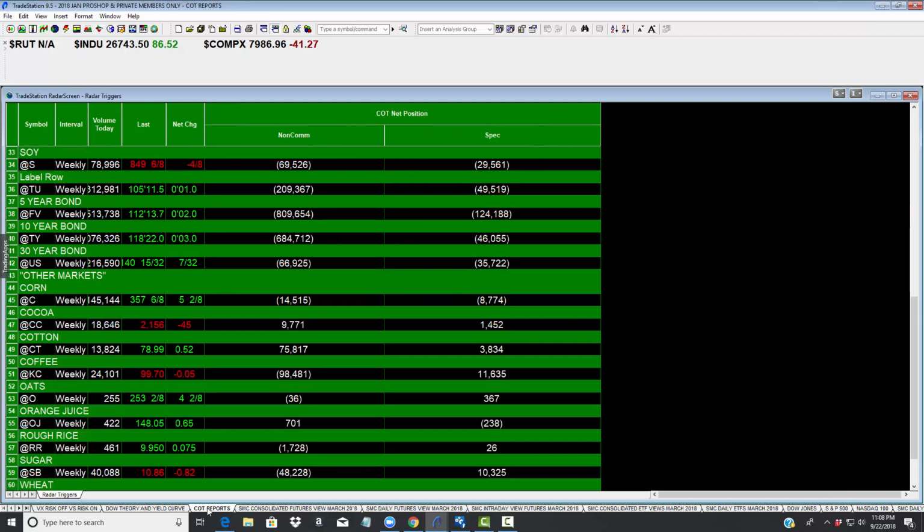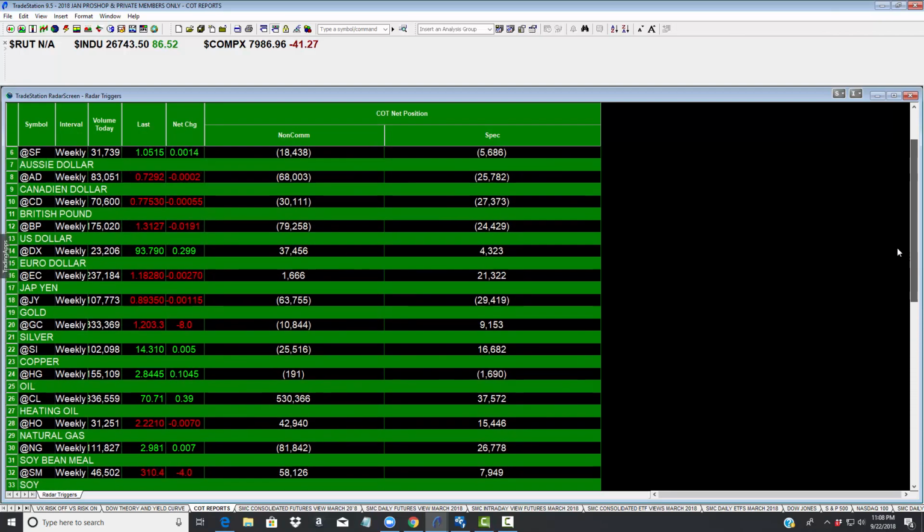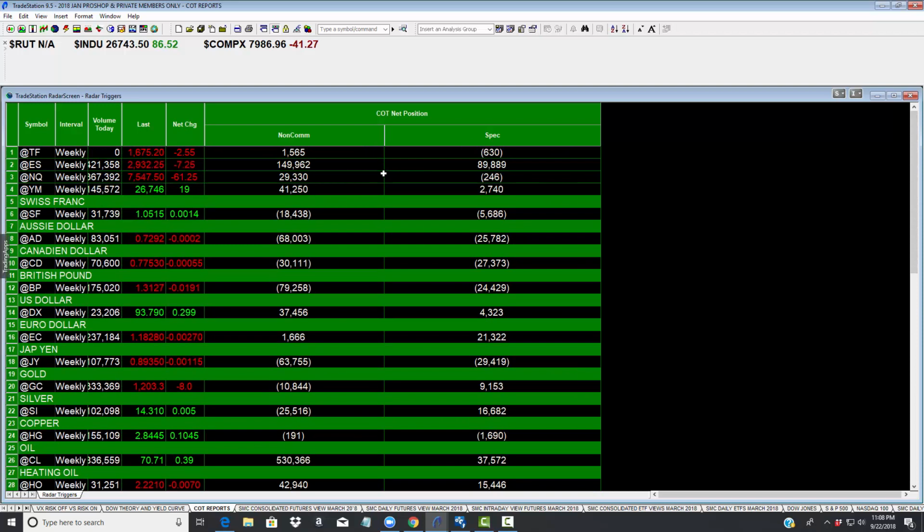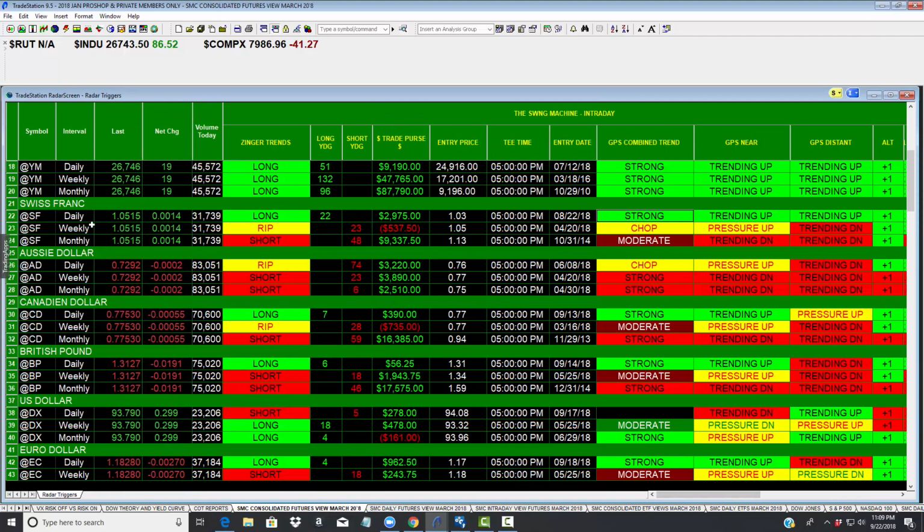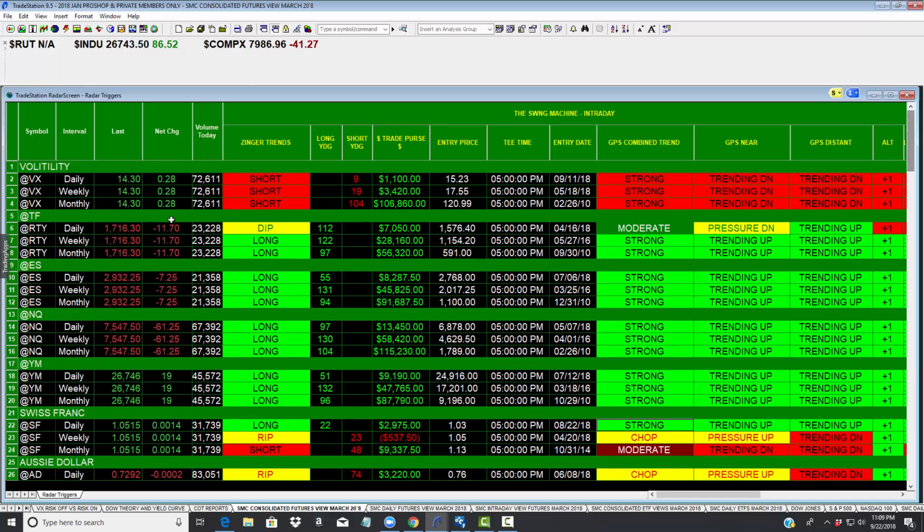On Sunday nights, we will review the Commitment of Traders report, which will tell us how the professional hedge funds are positioned and the small specs. On Sunday nights, we will look at the daily, weekly, and monthly on all the markets. And as you can see here, we'll just look here in the interest of time, the ES, the daily, this is the swing machine. It went long on July 6th, and that position, one contract, you'd be up $8,200.